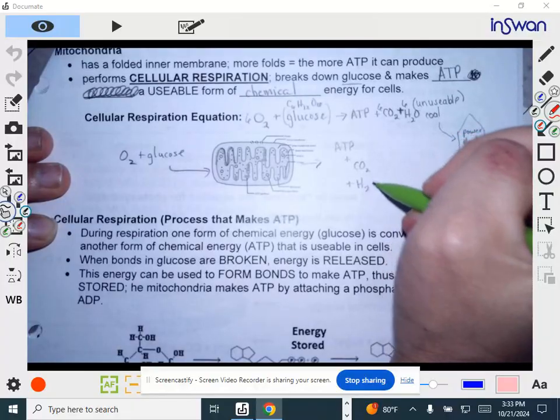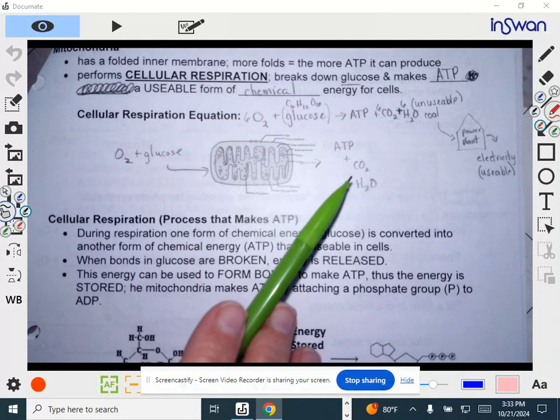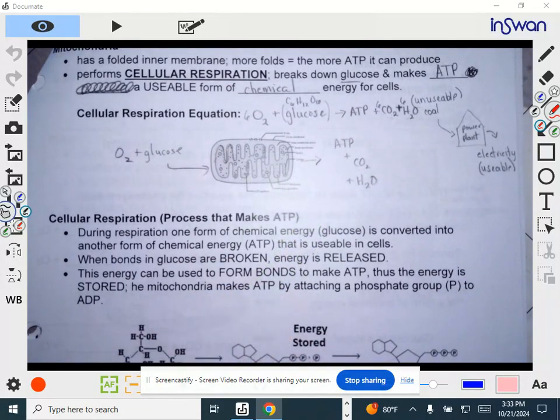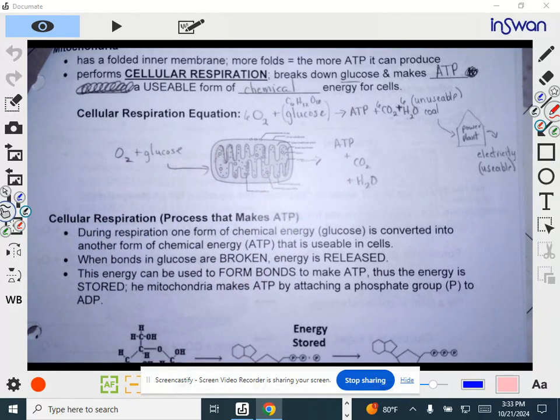Now, to help you remember that CO2 and water are made, you might think of when you were little and you would breathe on a window when it was cold outside and it would fog up. When you're breathing out on that window, you're releasing CO2 and you're also releasing water molecules. And so then you're able to write on the window because there's now water on it. Okay, so in goes oxygen and glucose, out goes ATP, CO2, and water.